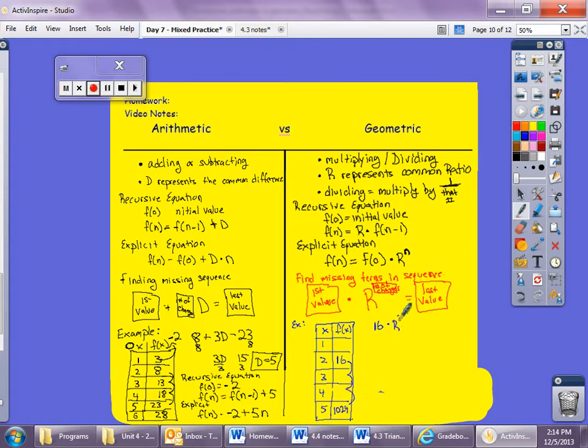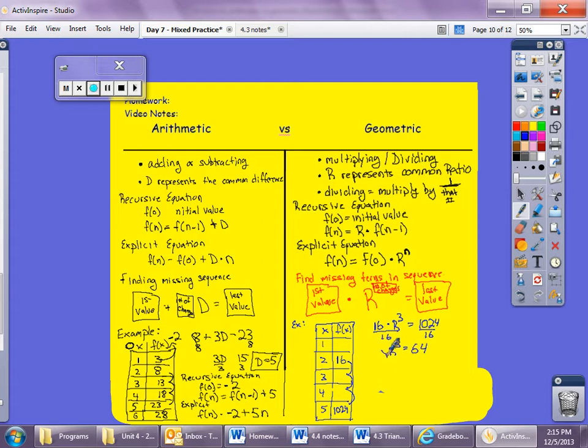So this is r to the third, because we have 3. 1, 2, 3 changes, and then it's going to equal 1024. So we're going from 16 to 1024, and we have 3 changes in between. Now we divide by 16, so r to the third power equals 64.